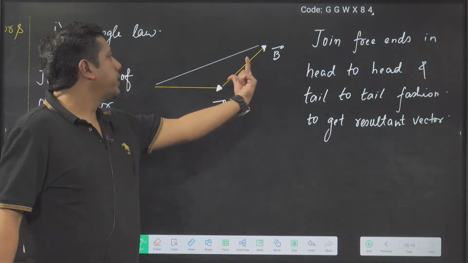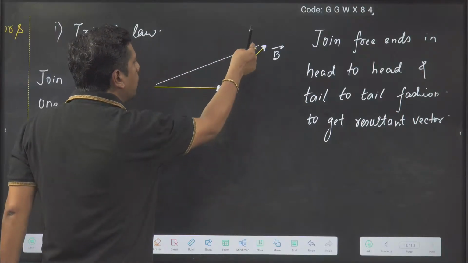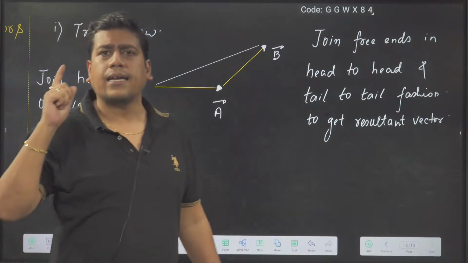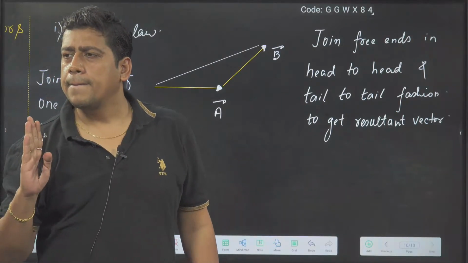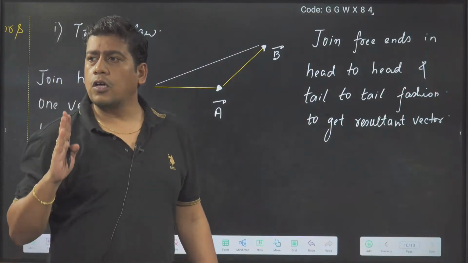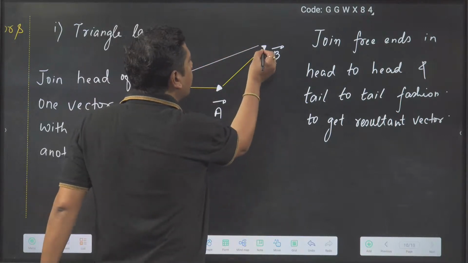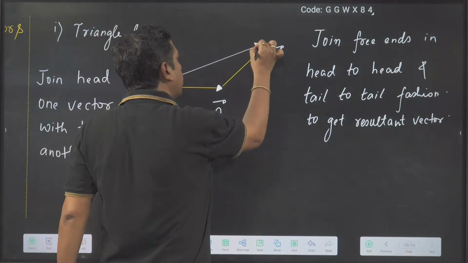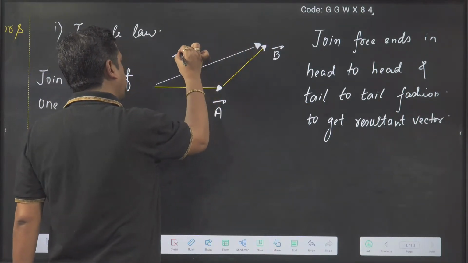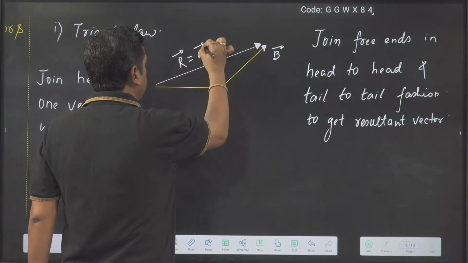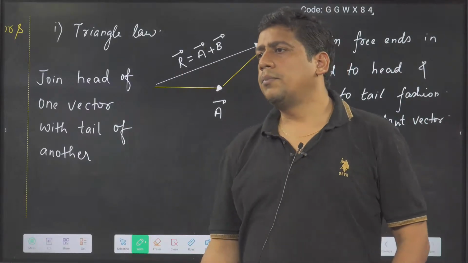Okay, so this is A vector, this is B vector. Now we have to join the free end. Should I put the head here or here? Tell me where I should put the head, at B vector or A vector? At B vector. Why? Because we have to join like this, head to head. So here is the head, so I will put a head over here. So automatically it will become tail to tail and head to head. So this is our resultant vector, which is nothing but A vector plus B vector.